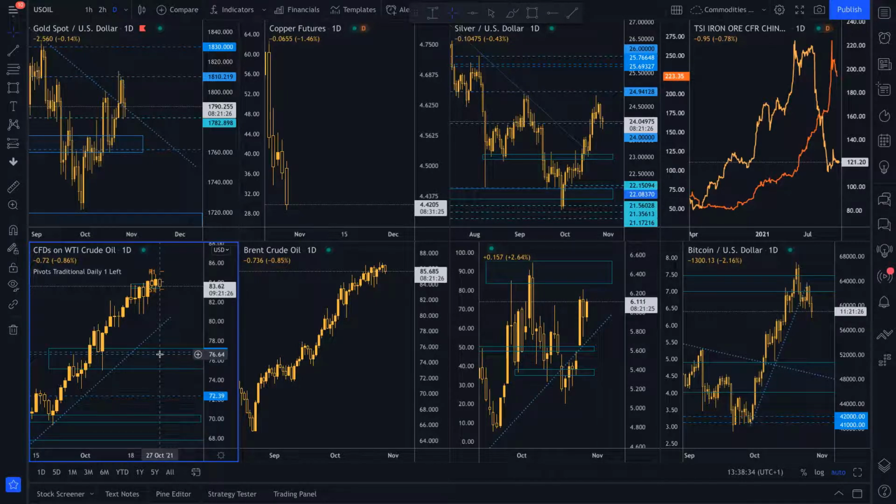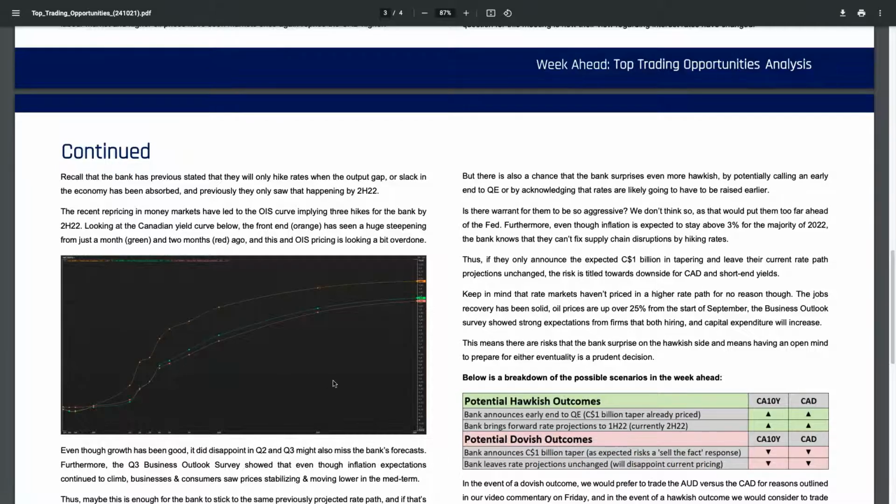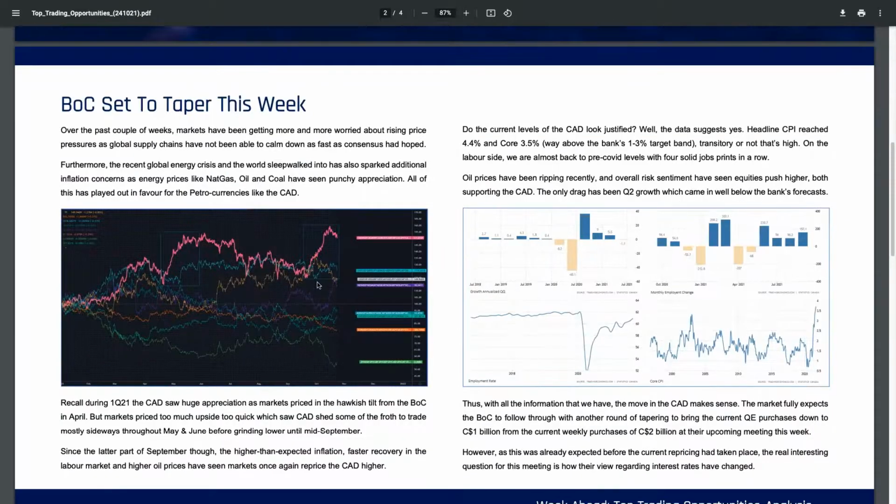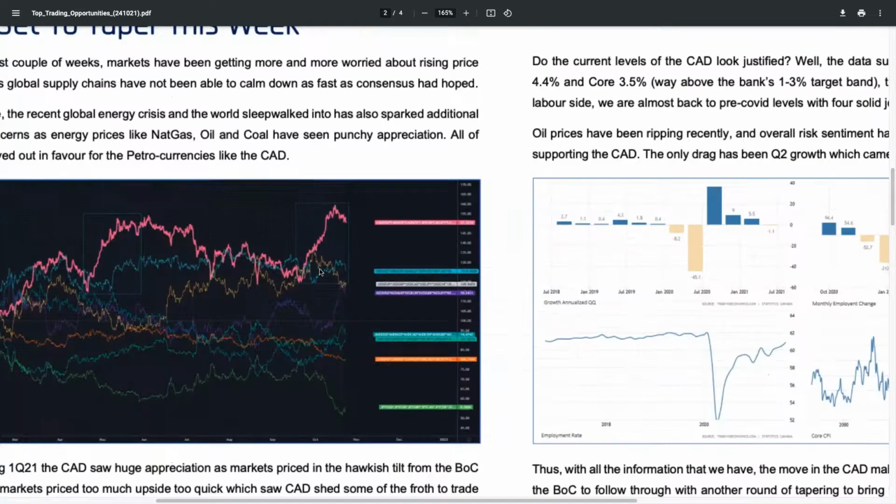Now, the main event that we have coming up at 3 o'clock today is the Bank of Canada interest rate meeting, and this is what we need to look for. Now, should we go through the CAD? Now, can you see the CAD?